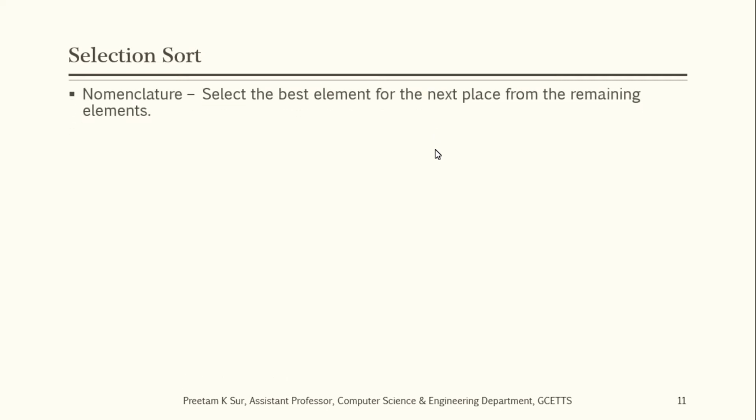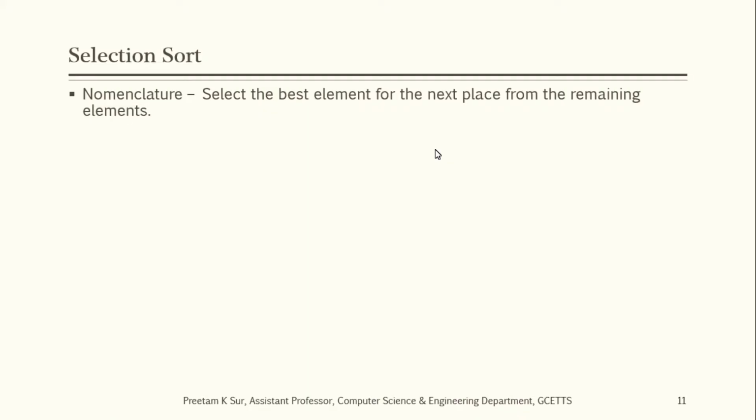So again, why is it called selection sort? How is the selection sort done? What we do in selection sort is select the best element for the next place from the remaining elements. So what does it mean? Initially we have not selected any element. When we try to sort it manually, we find the smallest element and put it in the first position. So the smallest element is the best element for the first place.